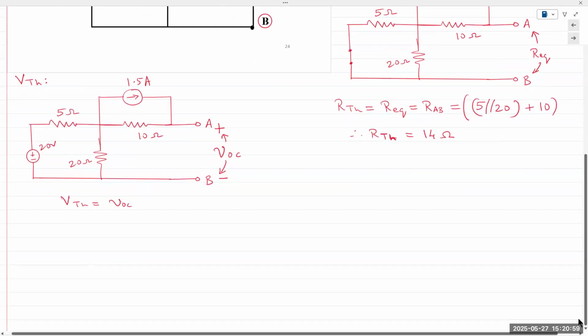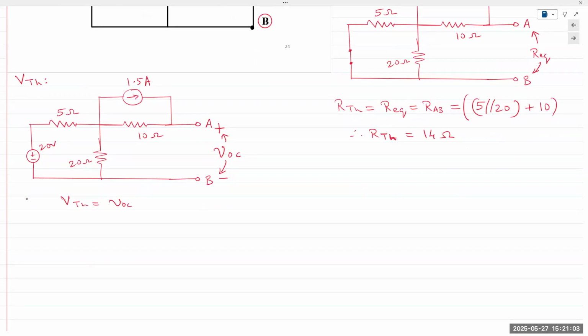So let's say node voltage analysis, right? How many nodes do we see? There's a node at the bottom, which is node B. We have node A at the right. We need to find VAB. Let's call this node C. And let's call this node D.